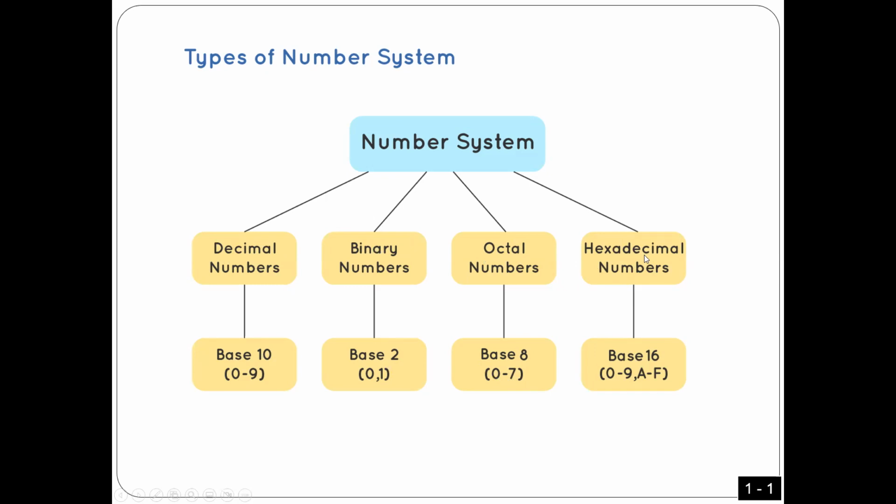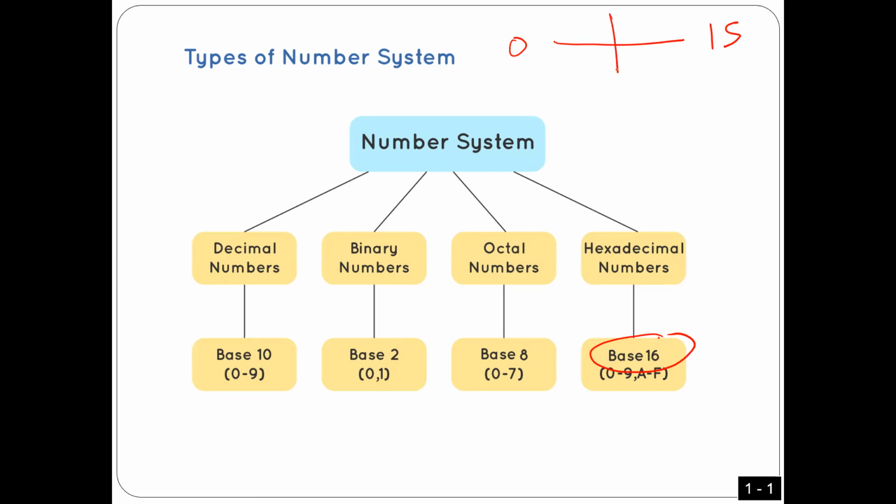Hexadecimal means 16, okay? So here the base is 16, which means we have 16 digits. Any number can be represented using these digits. So here, this is the base 16. That means we have numbers from 0 until 15. From 0 to 15, we have 16 digits.